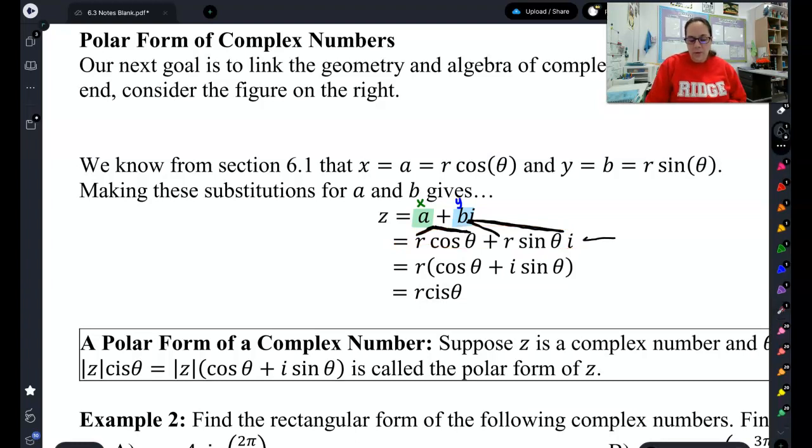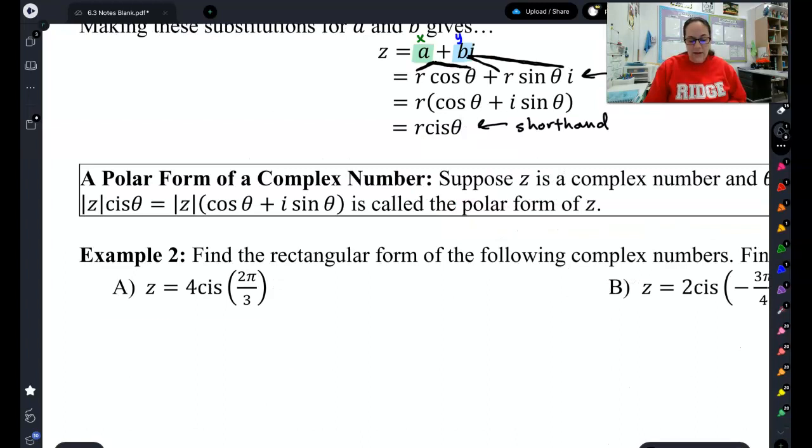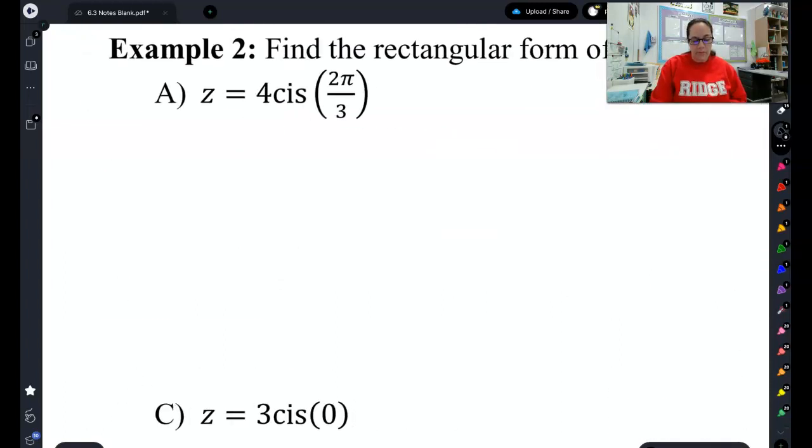So this one right here is what we call the polar form of a complex number, r cosine theta plus r sine theta i. This is the shorthand of the polar form. So now that we understand that, let's look at some polar form numbers.